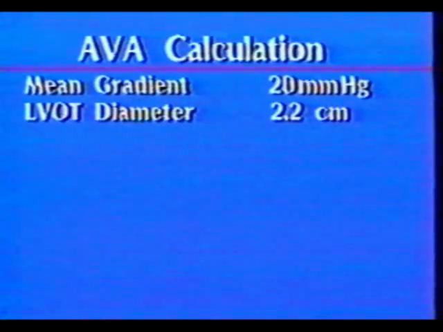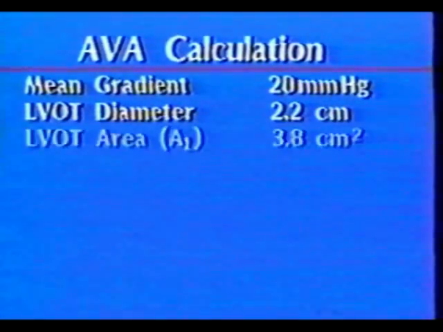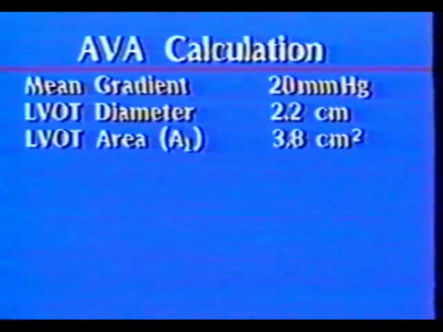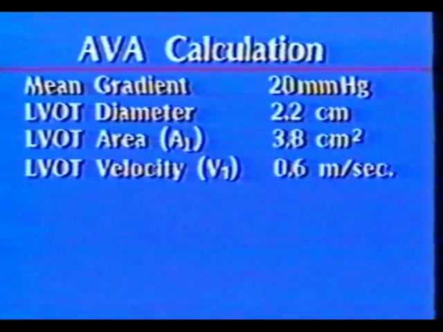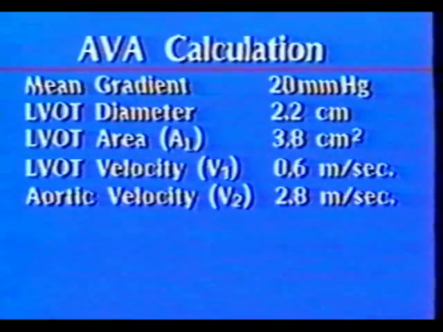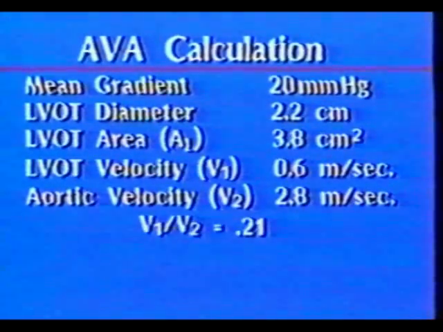The LVOT diameter is 2.2 centimeters. This was squared and then multiplied by the constant, 0.785, yielding an LVOT area of 3.8 centimeters squared. The LVOT velocity, V1, is 0.6 meters per second. The maximum aortic velocity, V2, is 2.8 meters per second. This yields a V1 to V2 ratio of 0.21.